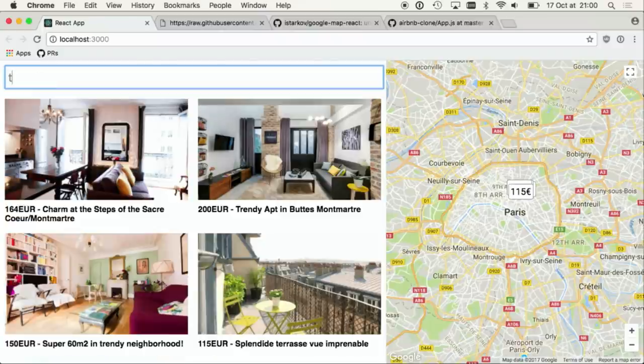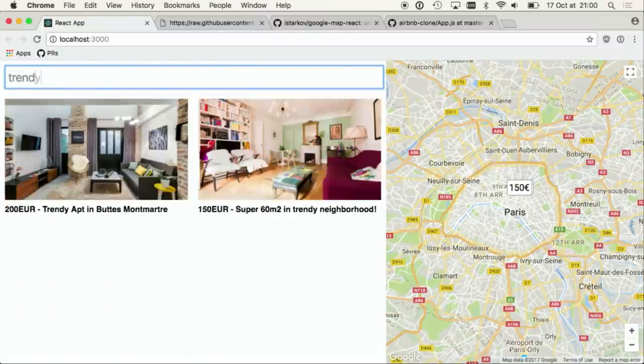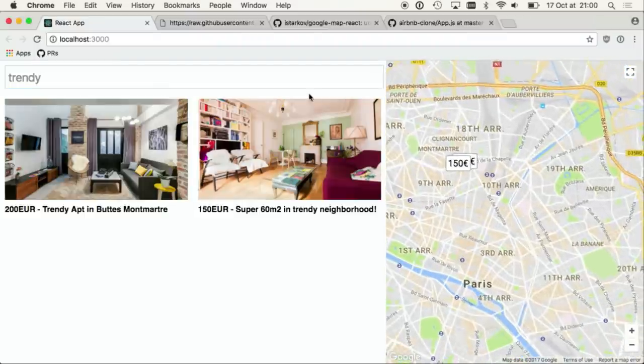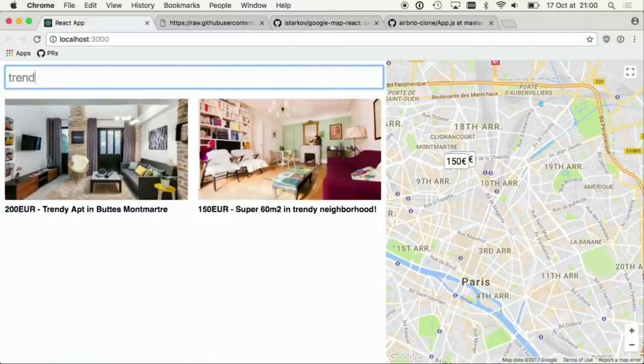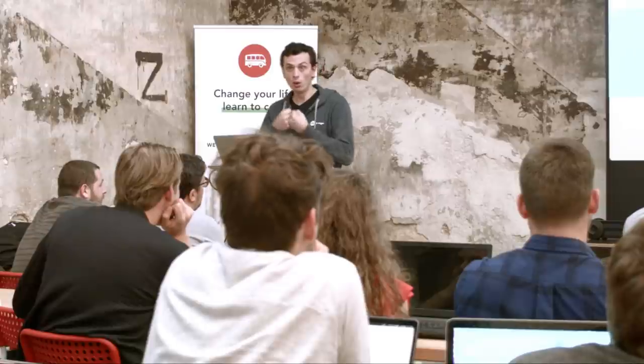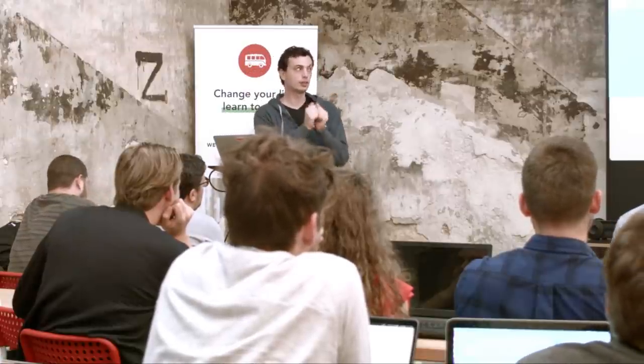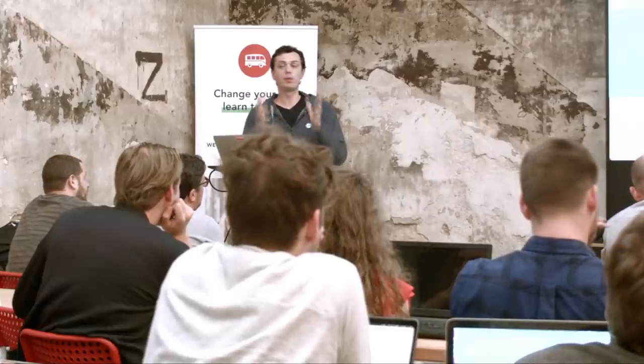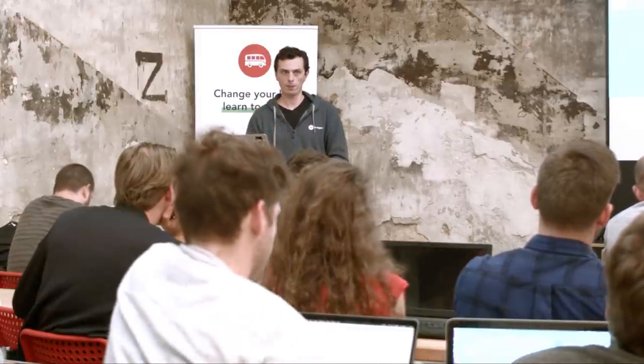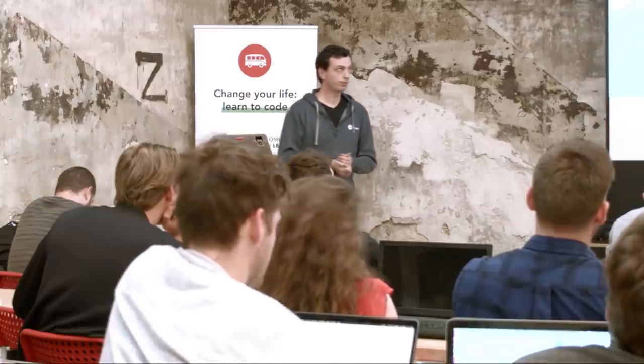Okay? And you see on the map, the search happens. You see? It gets filtered as well, which is really, really cool. And you see it's really fast as well. So again, I just had to change the state, and all my code is rendered again because React understands that the state changes, so you need to re-render the components. Okay?